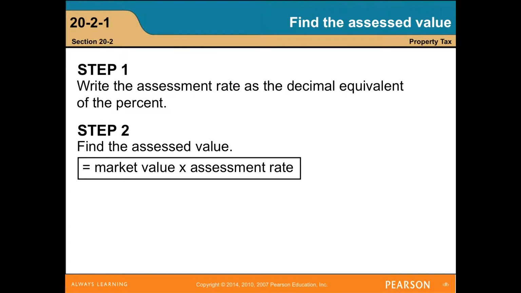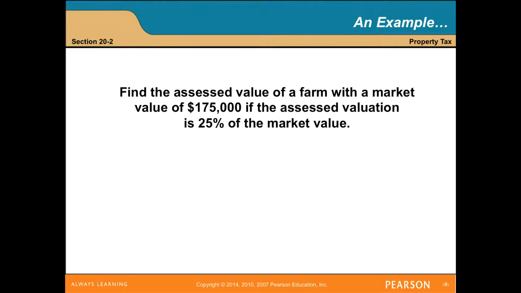Find the assessed value. The first step is to write the assessment rate as the decimal equivalent of the percent. Step 2 is to find the assessed value. So that equals market value times the assessment rate. As an example, find the assessed value of a farm with a market value of 175,000 if the assessed valuation is 25% of the market value.